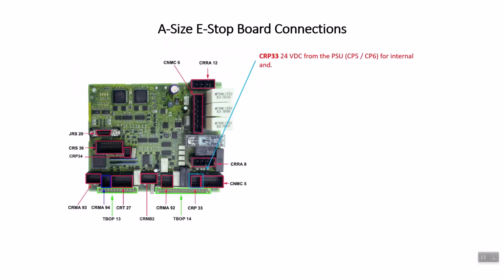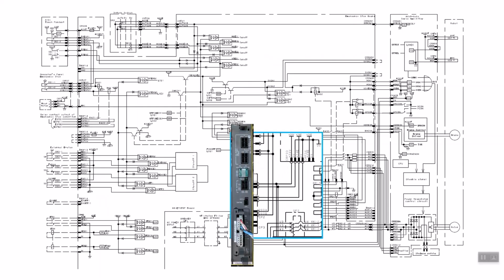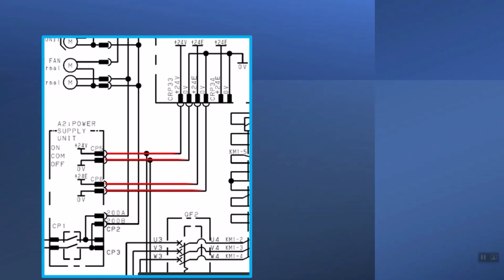CP33 receives both 24V and 24E from the power supply unit. Although each has its own connection on the PSU, both voltages come in on one connector to the e-stop board.